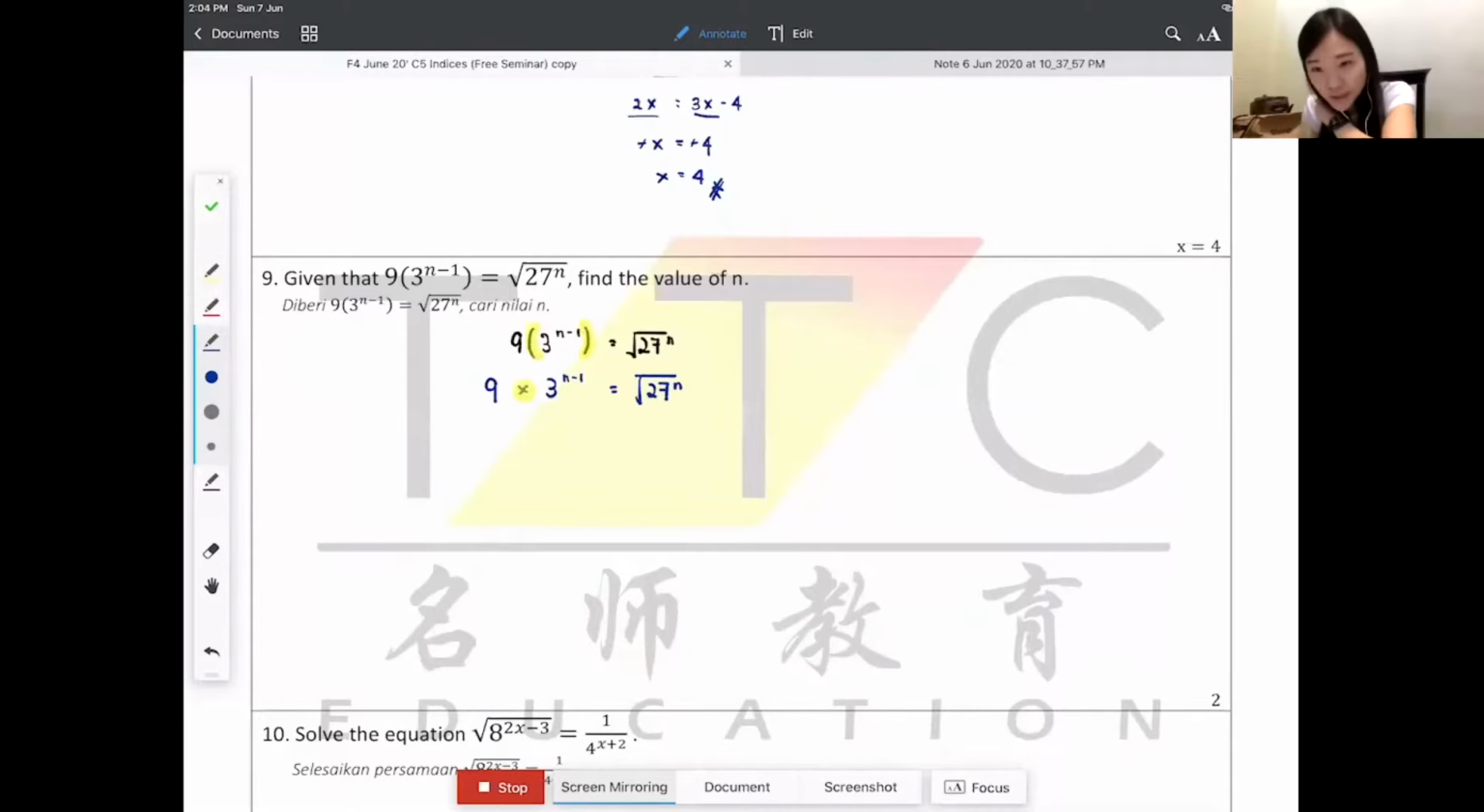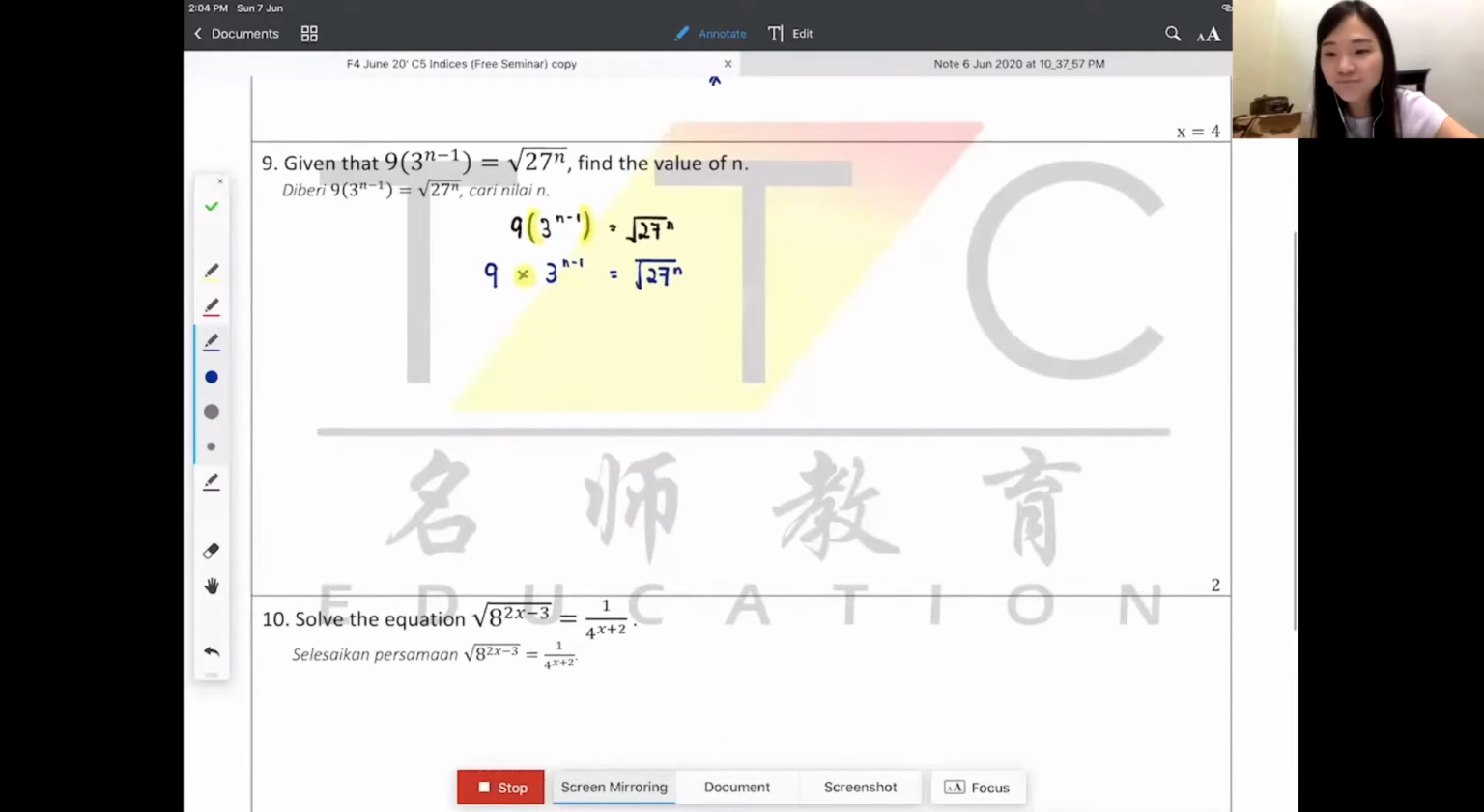So again, start from same base. 9, 3, 27, all can become what base, guys? Thank you, Yishuan. 3. Isn't it all can become 3? Don't know, press calculator, yeah? 3 square is 9. So this one also 3. Then 27 also can be 3 cube. Can you see that?